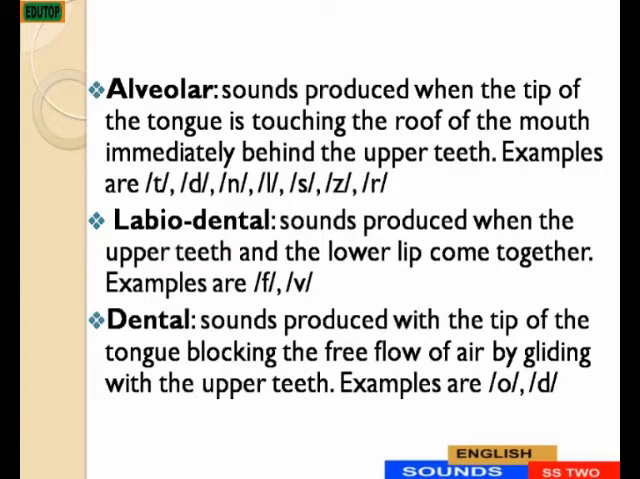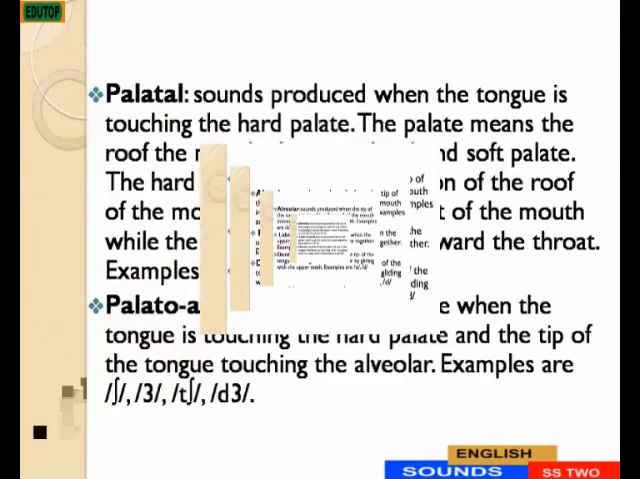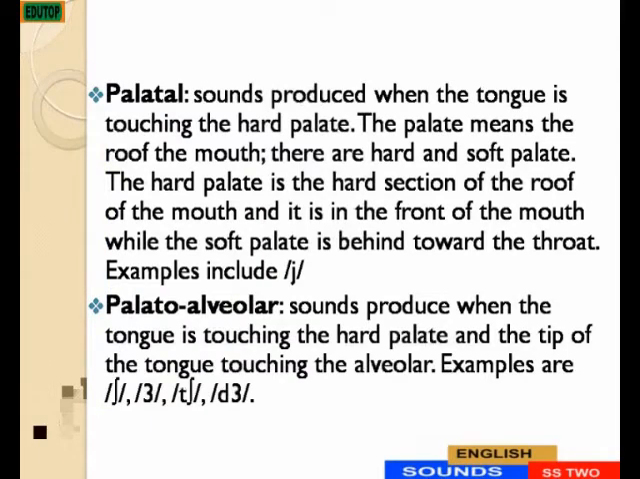Dental sounds are produced with the tip of the tongue blocking the free flow of air by gliding with the upper teeth. And we have palatal. Palatal sounds are produced when the tongue is touching the hard palate. The hard palate means the roof of the mouth, that is the hard part of the roof of the mouth.